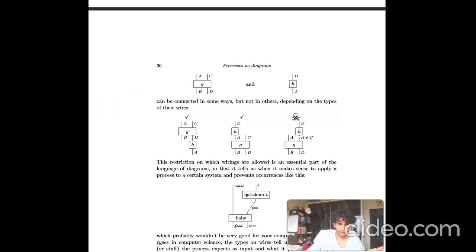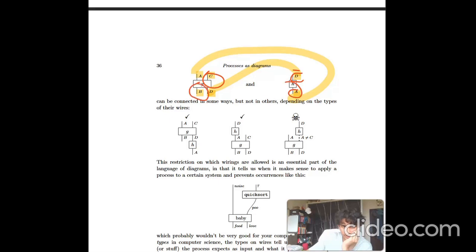Obviously not. So this is just a technical caveat. If you have an input B and an input D and an output A and an output C, and you had another box that has an input A and an output D, you can only connect D to D and you can only connect A to A. You cannot connect C to either of these, and similarly you cannot connect B to any of these, right?